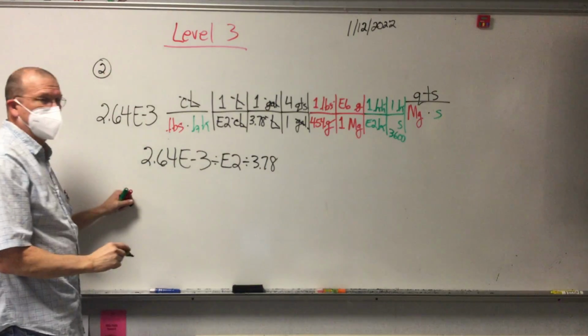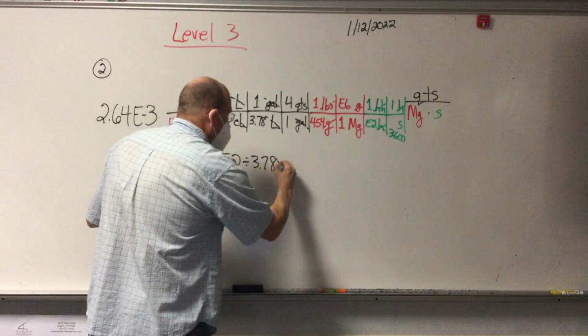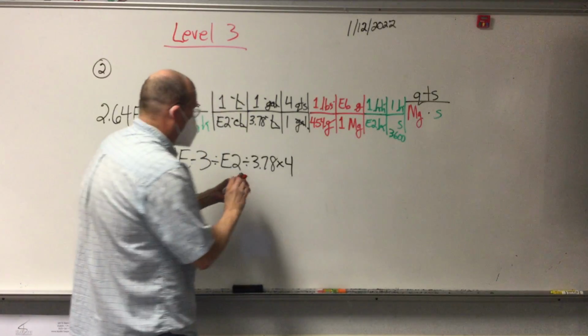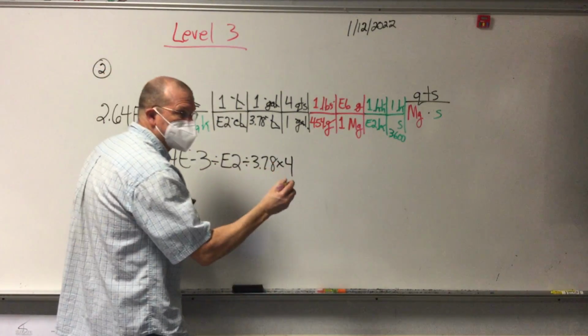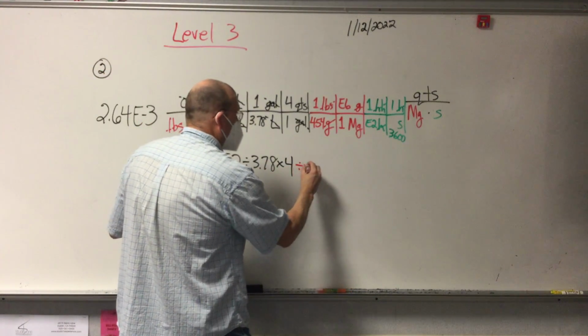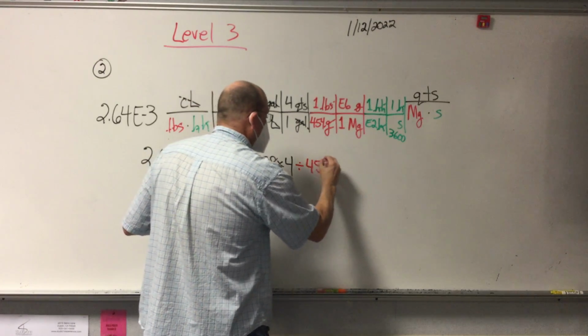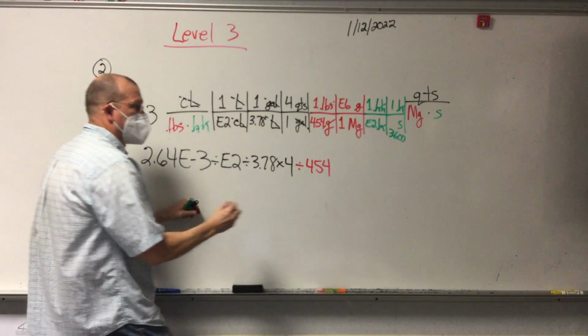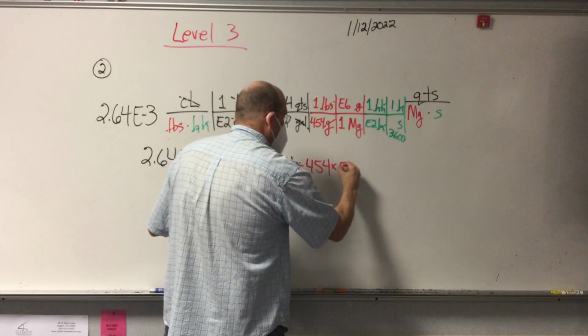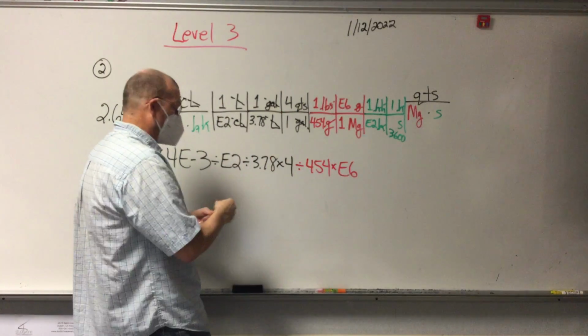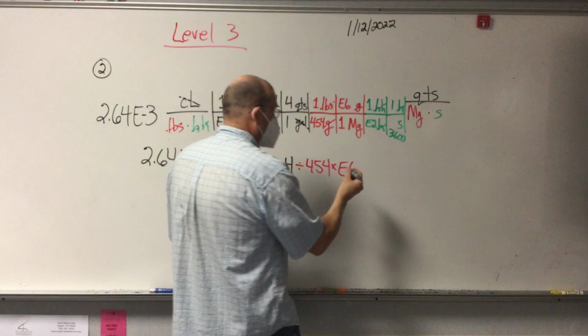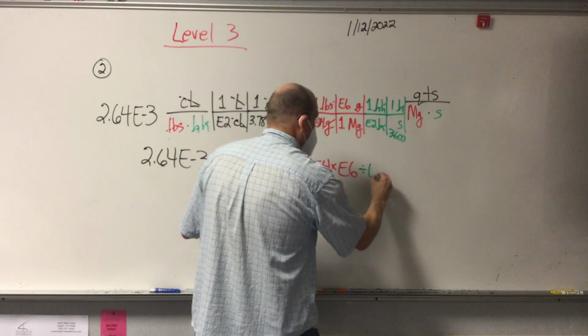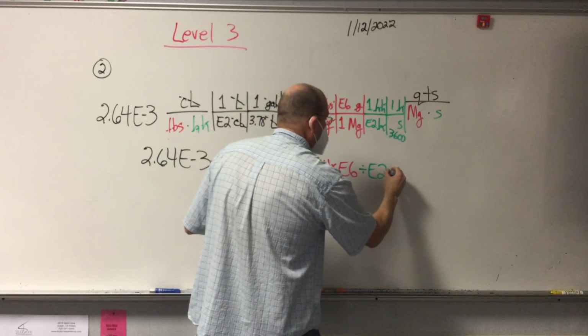Divide by 3.78. Multiply by 4. We multiply by 4. Divide. Now let me change. What's next? Divide by 454. Multiply by E6. Switch colors. Next. Divide by E2. And then divide by 3,600.